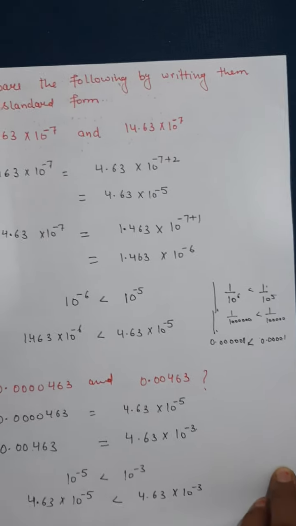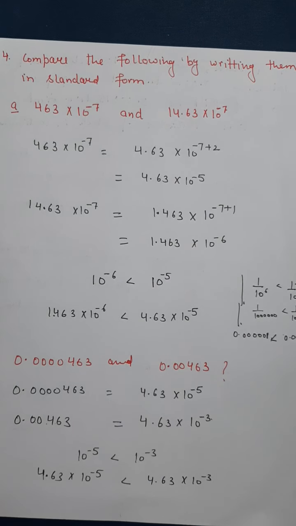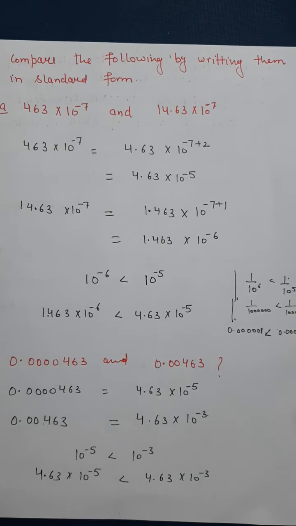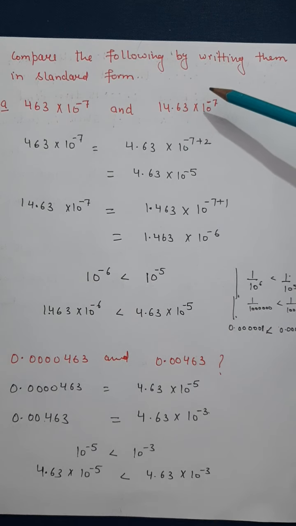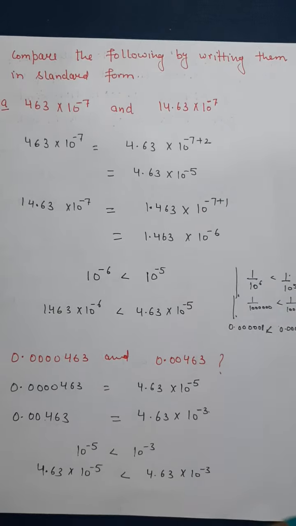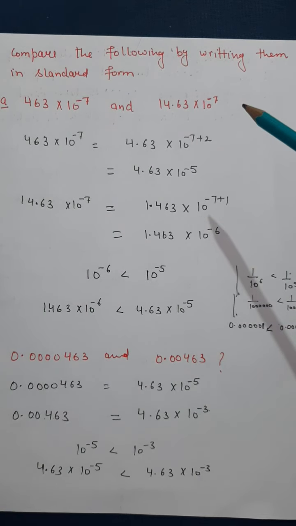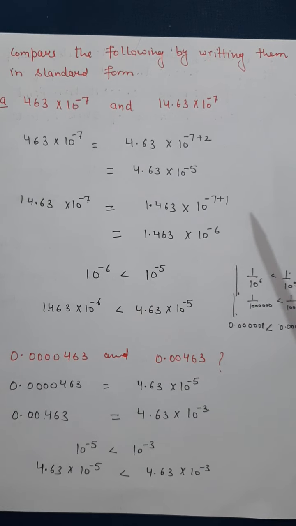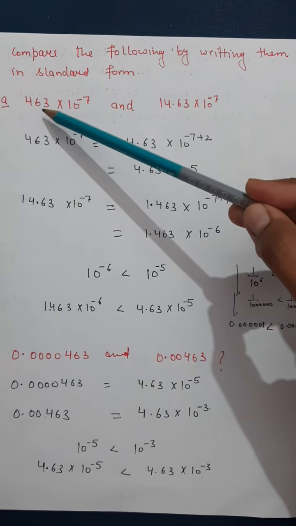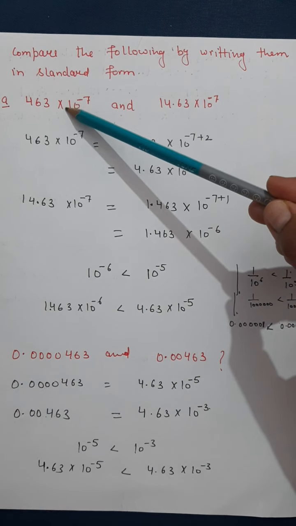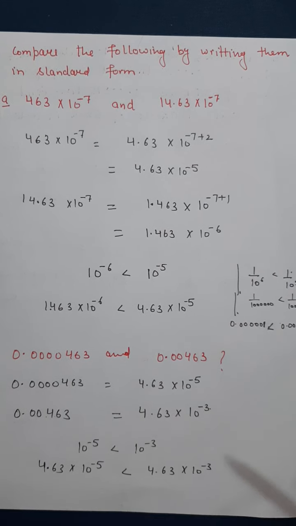Now we have comparison of numbers. Comparison of numbers is very important. They are telling you to first write in the standard form, then to compare the numbers. First writing in standard form. This number, 463 into 10 raised to power minus 7. Let's write it into standard form.